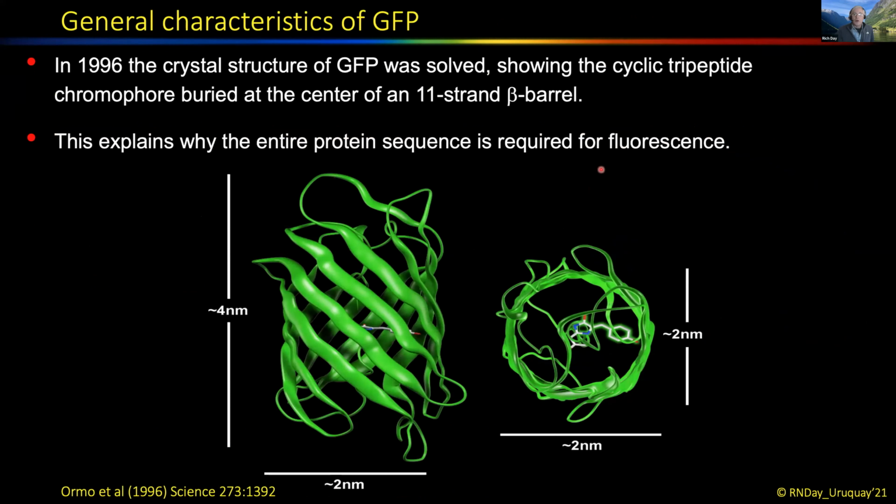So again, as I'm sure you know, in 1996, the crystal structure of the jellyfish green fluorescent protein was solved, and it showed that this GFP adopts this absolutely wonderful 11-stranded beta barrel structure. And in the center of that beta barrel is a cyclic tripeptide that is the chromophore for GFP. And this beta barrel has to form in order to position this chromophore within the center of the barrel. And so that explains why you need the entire protein in order to be fluorescent.